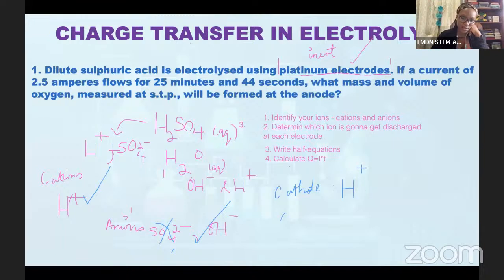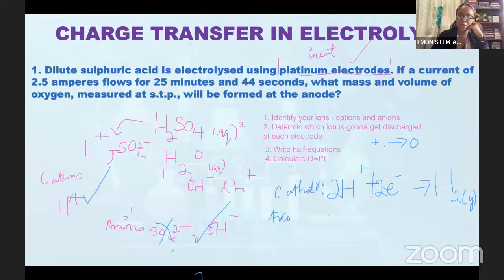So it would be H plus, e to get me that H2 gas, right? That's reduction because we're going from +1 to 0. So that's our reduction. That's a change in our oxidation number, but this is not balanced. So to balance it, I have to put a 2 before the hydrogen, and then by extension, I have to put a 2 before the e because the charge has to be balanced as well, right? So that's at our cathode.